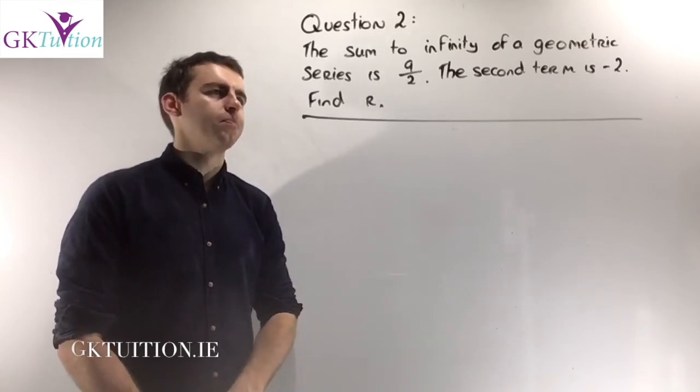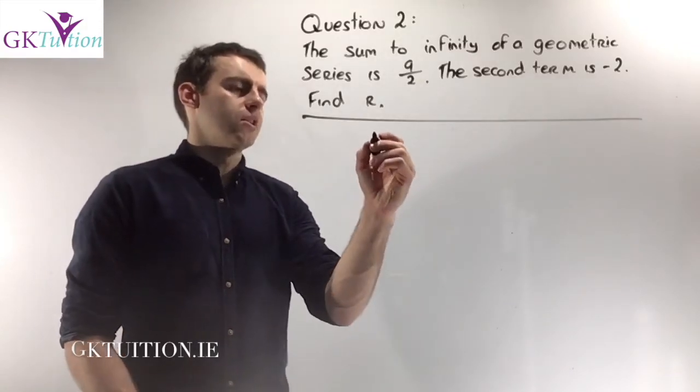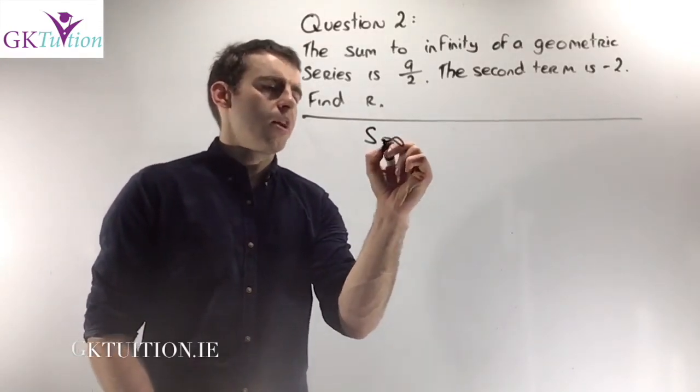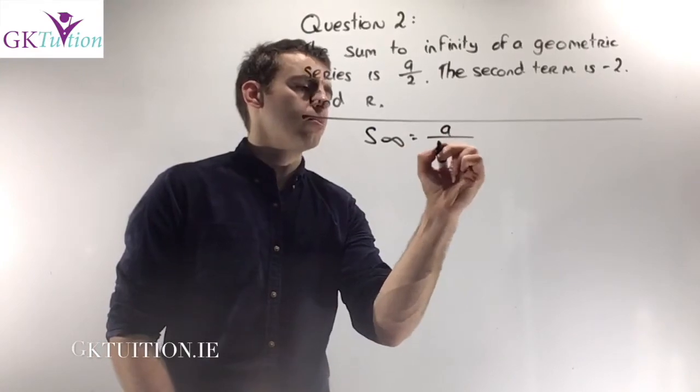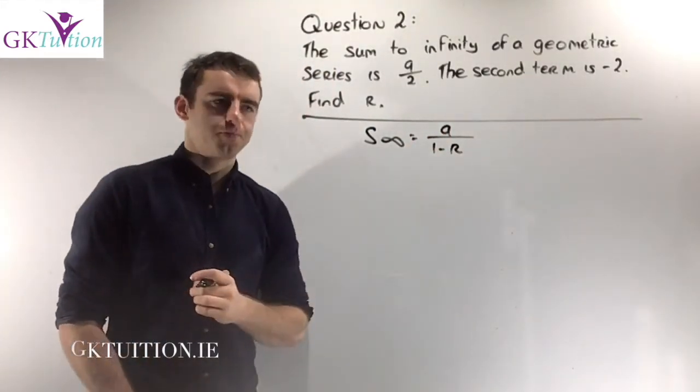The first sentence says that the sum to infinity of a geometric series is 9/2. And I know from my maths tables that the sum to infinity of a geometric series is a over 1 minus r.